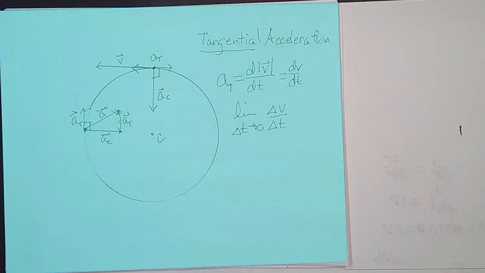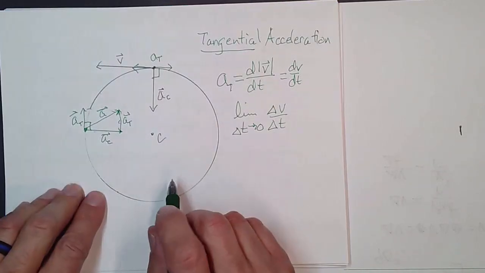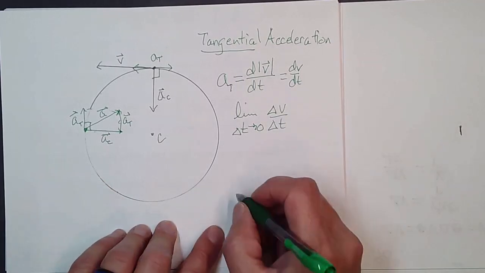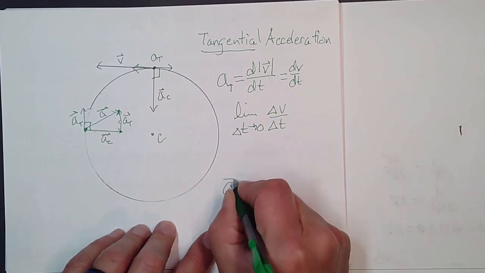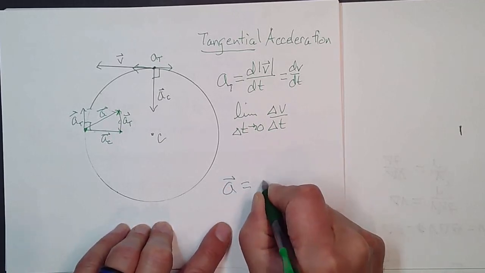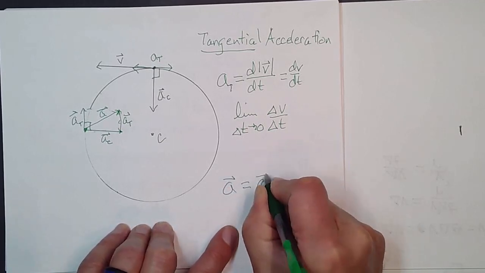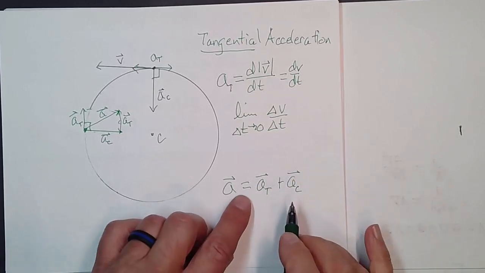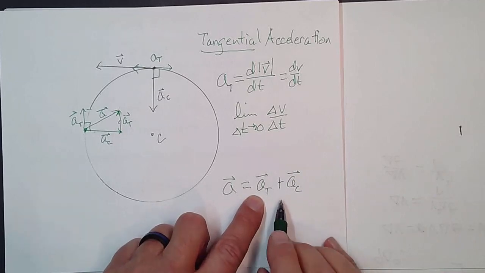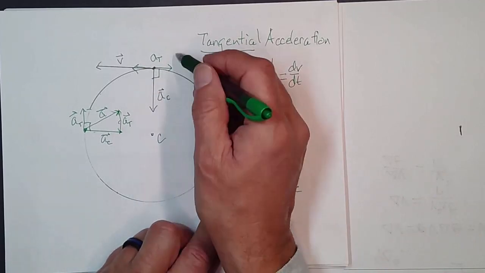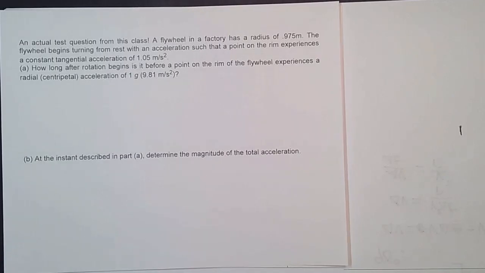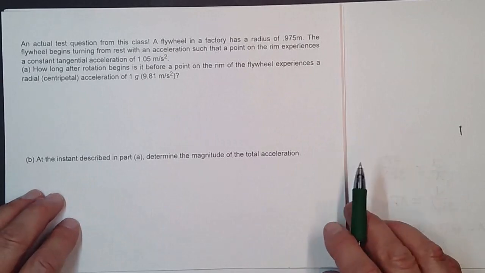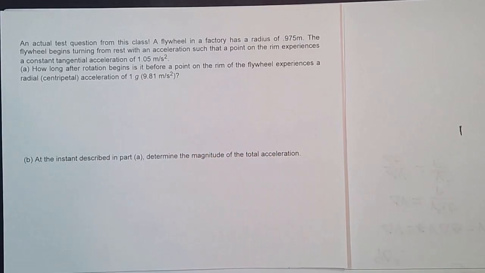So that was our first introduction into non-uniform circular motion, where we have tangential acceleration. There's that sketch that we used to get that. Keep in mind now, the total acceleration is the vector sum of the tangential plus the centripetal. And remember, tangential and centripetal are always perpendicular to each other, like they are in this sketch. Here's a question regarding this that was an actual test question on a test that I gave a while back. I don't know how long ago.